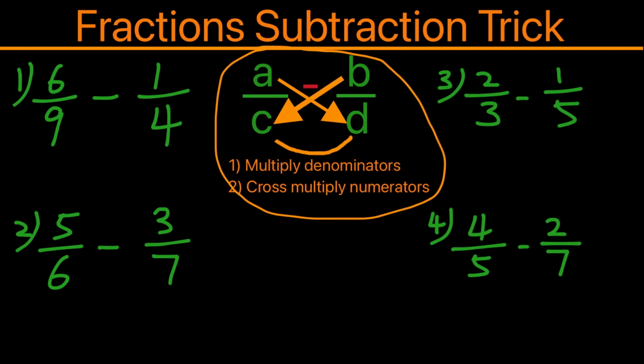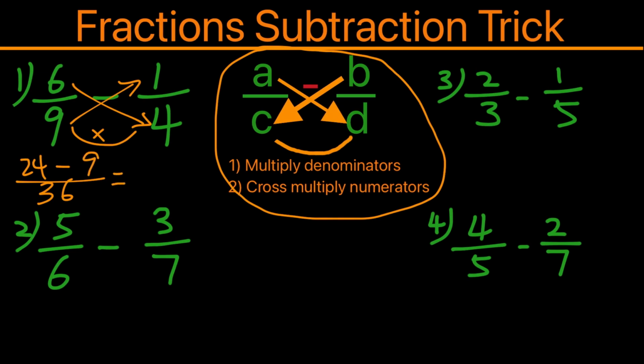6/9 minus 1/4. First step, we're going to multiply the denominators. 9 times 4, 36. And then we'll take 6 times 4, 24. Then we'll subtract by 9 times 1, which is 9. So 24 minus 9, and the answer is 15. So the answer is 15 over 36. Since we cannot simplify any further, that is the answer.